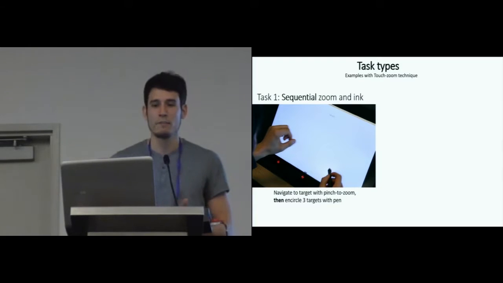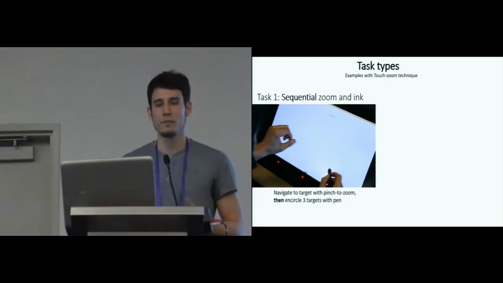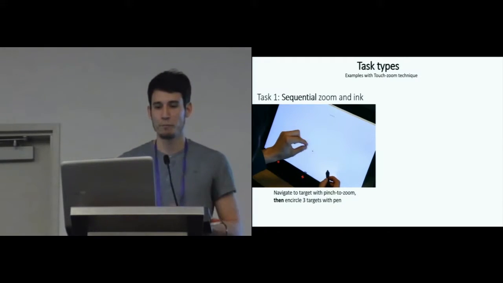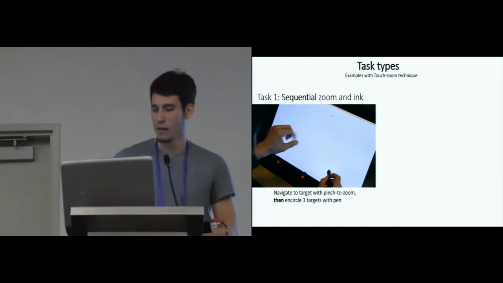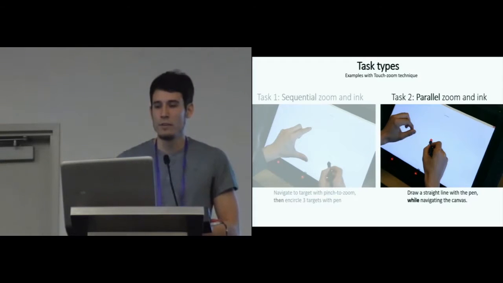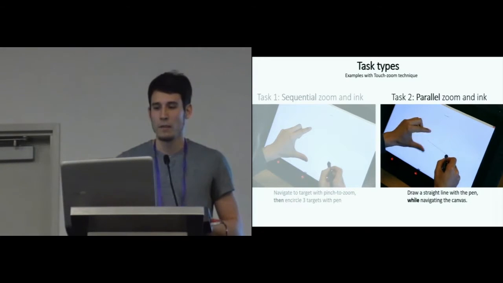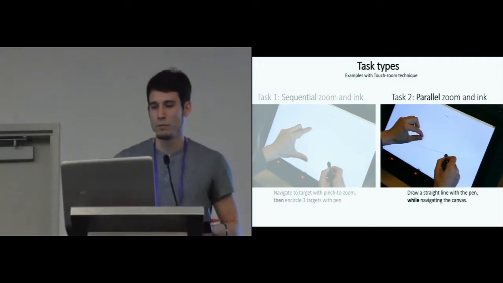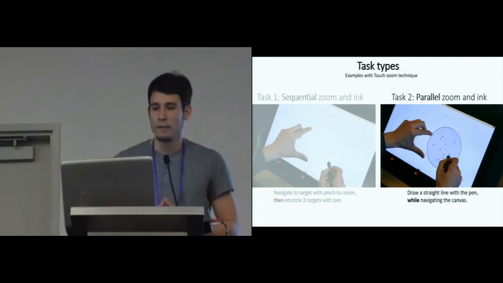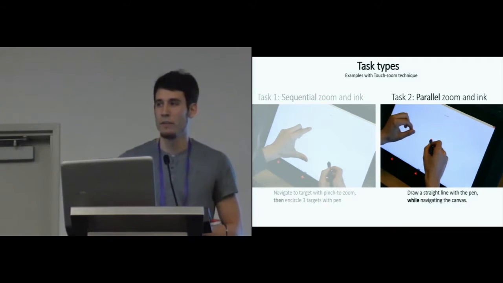In the first task variant, zooming and inking are used in sequence. The user first performs the navigation using touch, and then uses the pen to encircle 3 different targets. In our second task type, we use zooming and inking in parallel. The user starts the task by putting the pen down to draw a straight line on the starting point, and then at the same time, while the pen is on the screen, the user performs the navigation using pan and zoom gestures, and then finishes the task by putting the pen to the destination point.